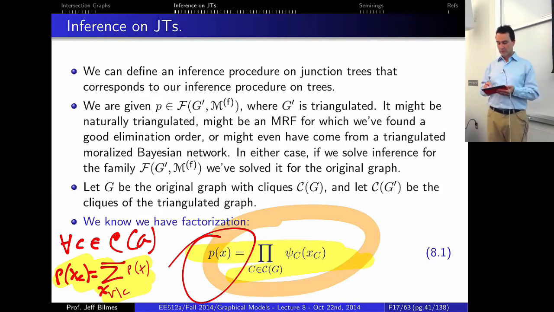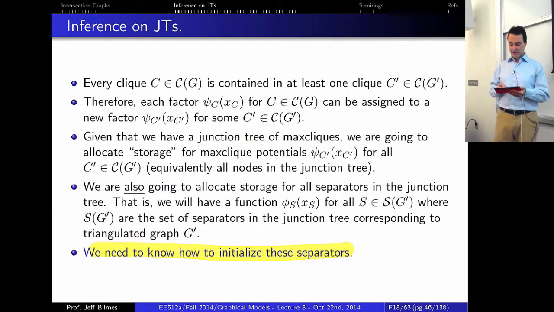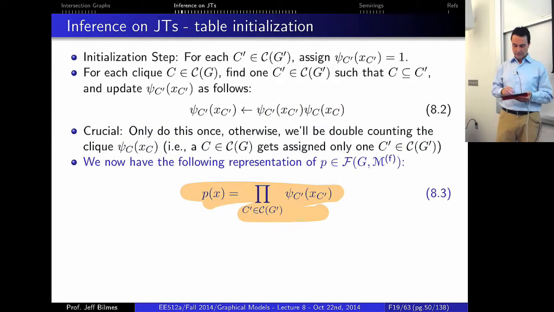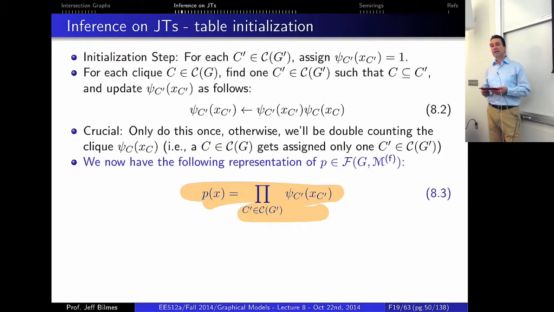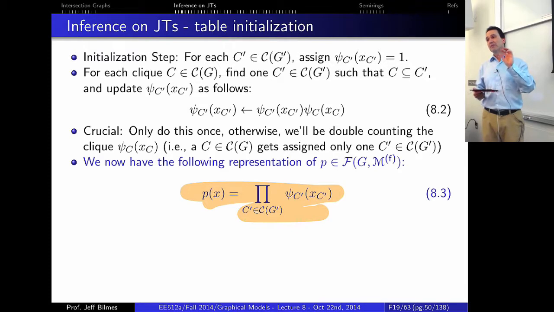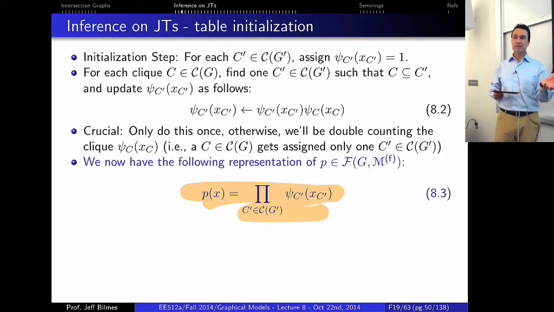We have these original guys, and we're just coming up with an initialization for the max clique potentials in terms of these original graph clique potentials. And so what we end up getting is a representation of the probability distribution in terms of max clique potentials, where the max cliques are the max cliques of the triangulated graph cover of the original graph. We know we can get the max cliques of a triangulated graph. We can't get max cliques of the original graph.